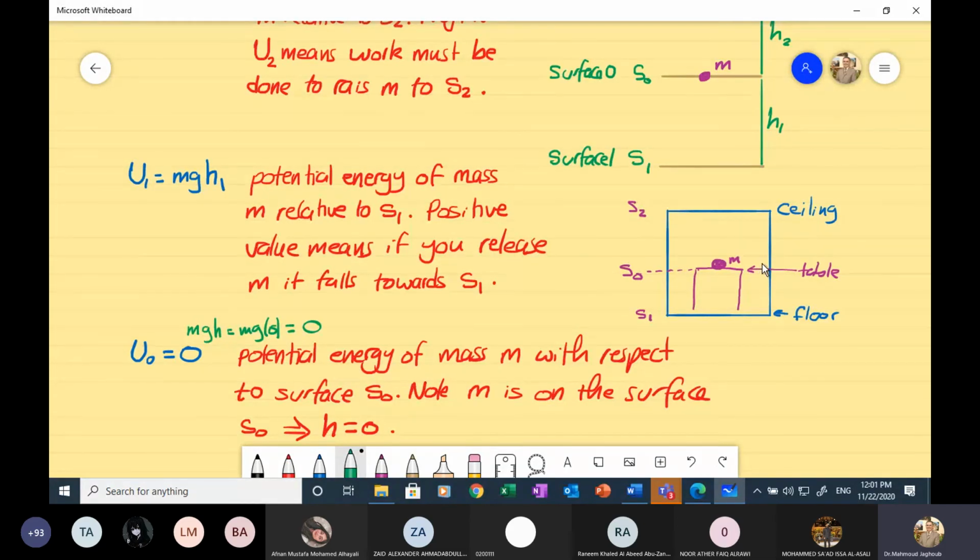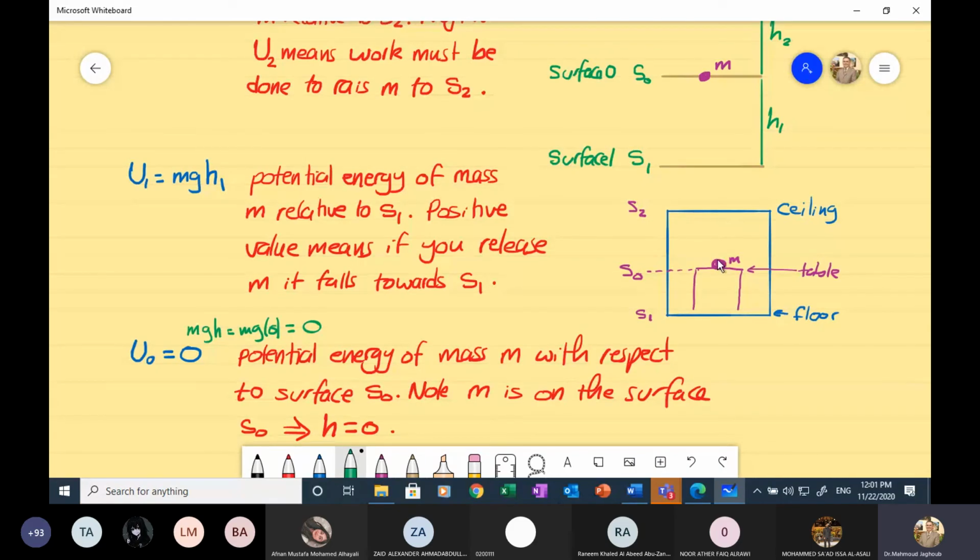So it has positive gravitational potential energy. What about this level? If you have mass M here and you release it, where does it move? Downwards or upwards? If you just release it, it will move downwards. What do you need to move this mass M to this level, which is above it? You need an external force to move it, yes.